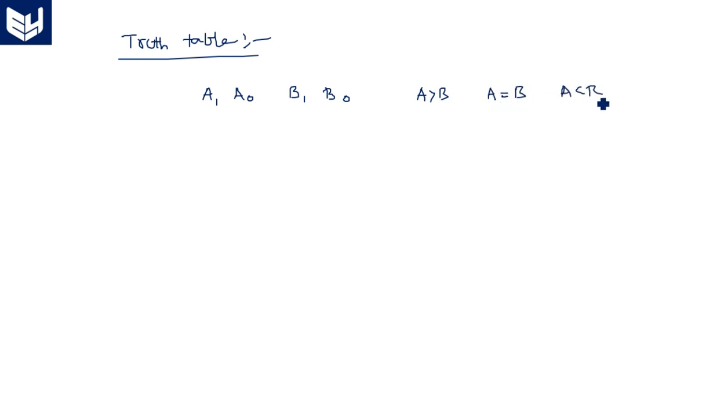Okay, so the first one is over. The second one is truth table. So truth table, input bits are A, B. A consists of 2 bits, A1, A0, and B also has 2 bits, B1, B0. And the outputs are A greater than B, A equal to B, A less than B. For any comparator, these 3 outputs are common irrespective of the size of the input number.